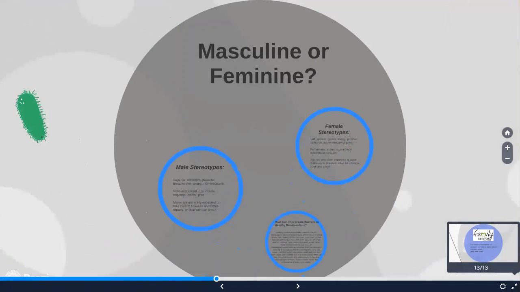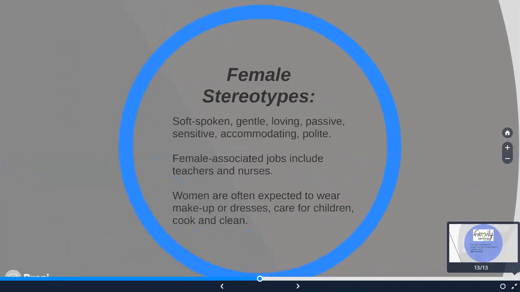So let's look at some of the masculine or feminine stereotypes. And sometimes this is referred to as the man box and the woman box. And these are the stereotypes and ideas that make up the rules on how we're supposed to behave if we're a woman or a man. And they're meant to keep us in this little box. So in the woman box, for the female stereotypes, it is that, you know, women are soft-spoken, they're gentle, loving, passive, sensitive, accommodating, and polite.